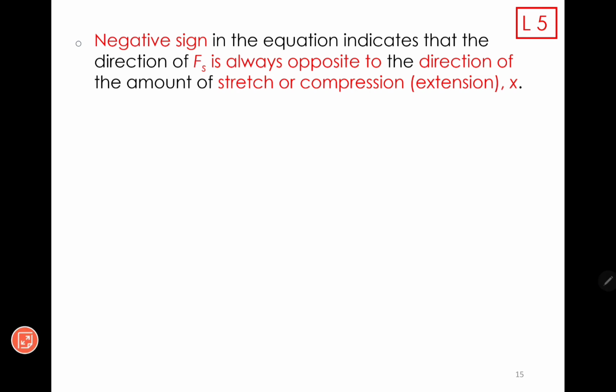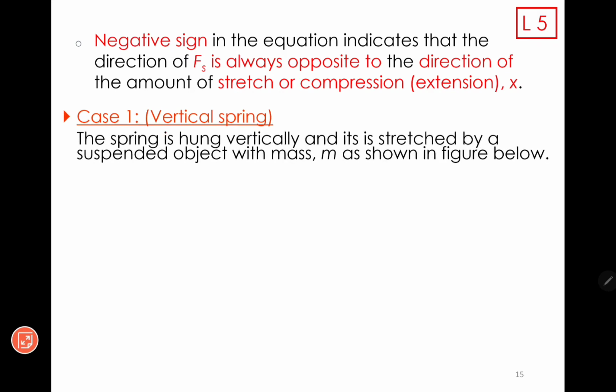Okay, let's start with the first case given here, which is the vertical spring. So what do we have? The spring is hung vertically and it is stretched by a suspended object with mass m, as shown in the figure below. This is the original spring, just at rest. There is no elongation yet.